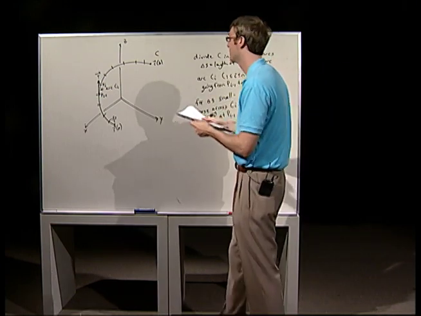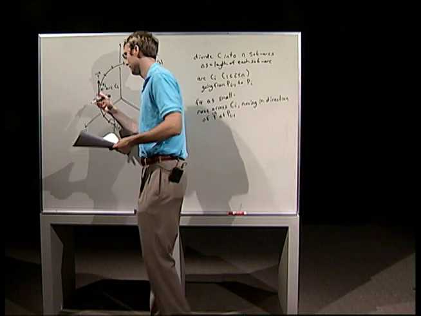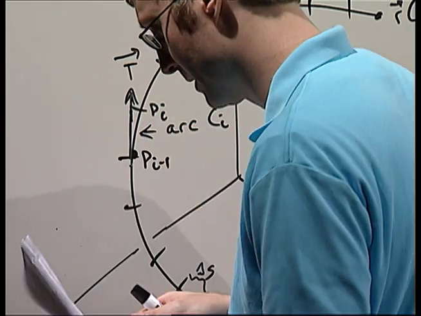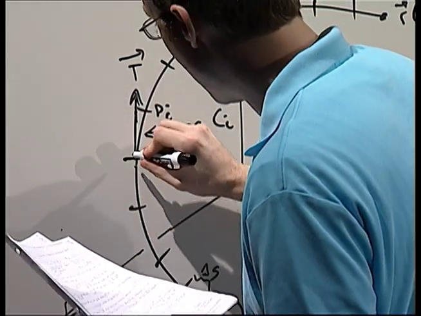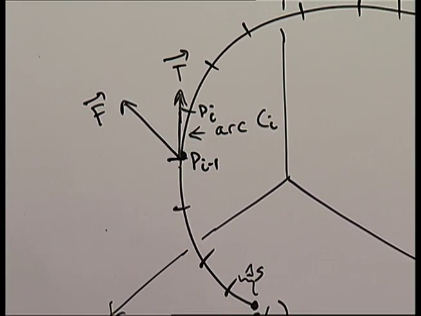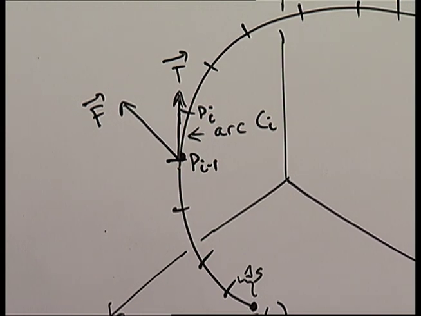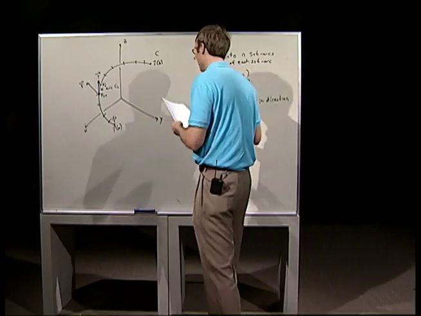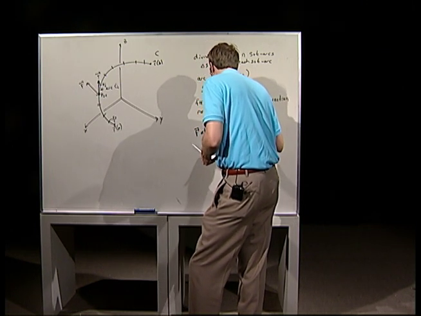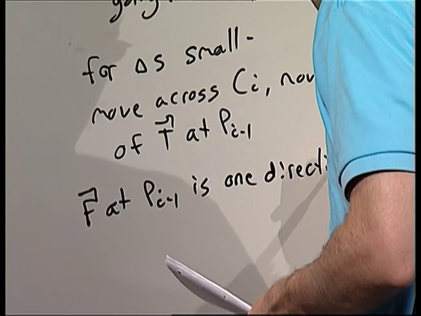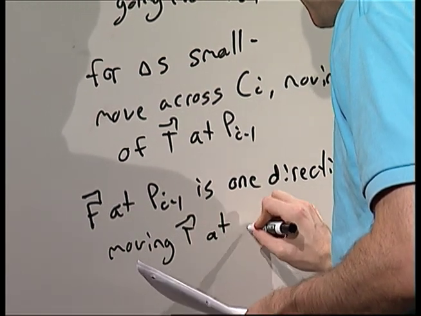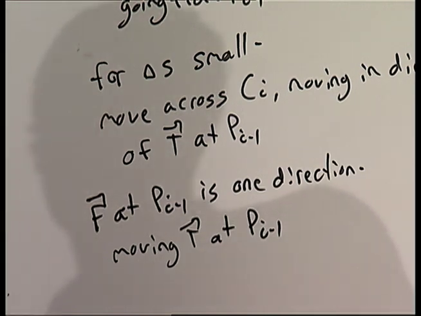Now suppose that at this point, well, not suppose, but you do at this point have a force field. Maybe the force is going, I have it in my picture here, it's not quite orthogonal, maybe it's going like that. I don't know, it's going some way. Chances are it's not going the exact same direction T is going. It's going some other direction. So F at P sub i minus 1 is one direction, and we're moving in direction T at P sub i minus 1.